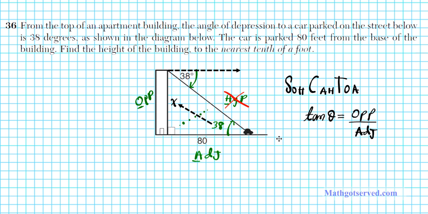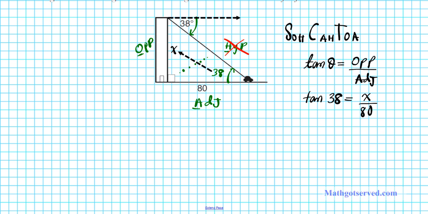All right, so let's apply this formula to this situation right here. Theta is the angle, of course, so we have tan of the angle, 38, equals the opposite, which is x, what we're looking for, divided by the adjacent, which is 80. Now to get x isolated, we'll multiply both sides by 80. And then our final answer, the height of the building x, will be 80 tan 38.